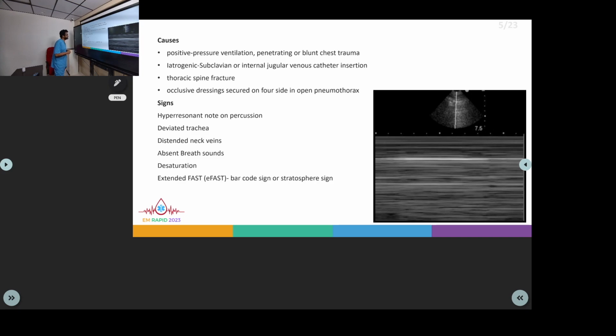The main signs of tension pneumothorax are a hyperresonant note heard on percussion, a deviated trachea, distended neck veins, and absence of breath sounds on the affected side. The patient will have hypoxia and desaturation, and the EFAST will show the stratosphere sign or the barcode sign. Usually we get a seashore sign, but here, due to the pneumothorax, we will get the stratosphere sign, as you can see in the picture provided.